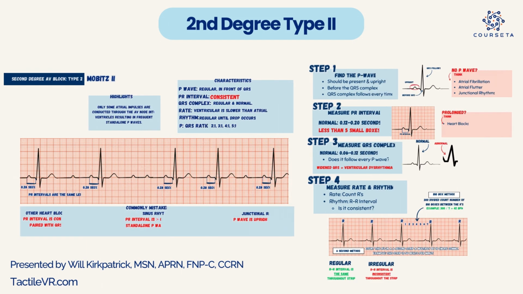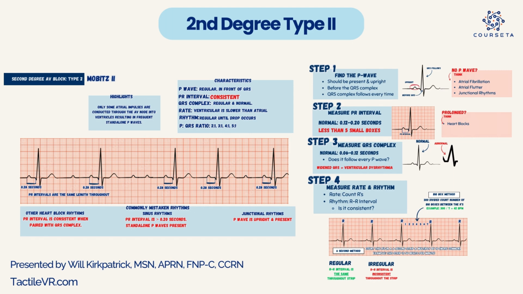All right, moving on to second degree block type 2. This is also called a Mobitz 2. What I want you guys to know is that a lot of people get confused between second degree type 2 versus third degree heart block. This is where people get really confusing when they try to teach this stuff, but please literally only look at the PR interval. That is how you're going to know the difference.